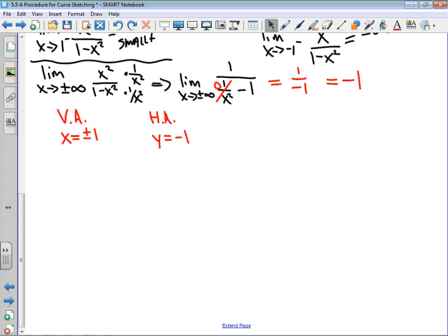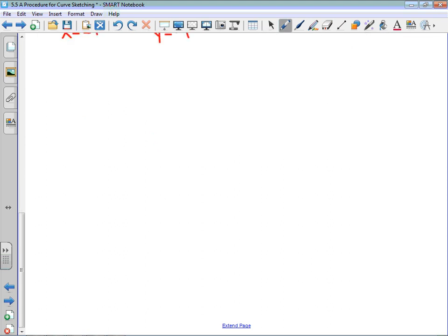Really where chapter 5 gets tricky is intervals of increase, decrease, local mins and max, and then concavity as well. But if you take it piece by piece, you have done all of this before. We just haven't done it all together.